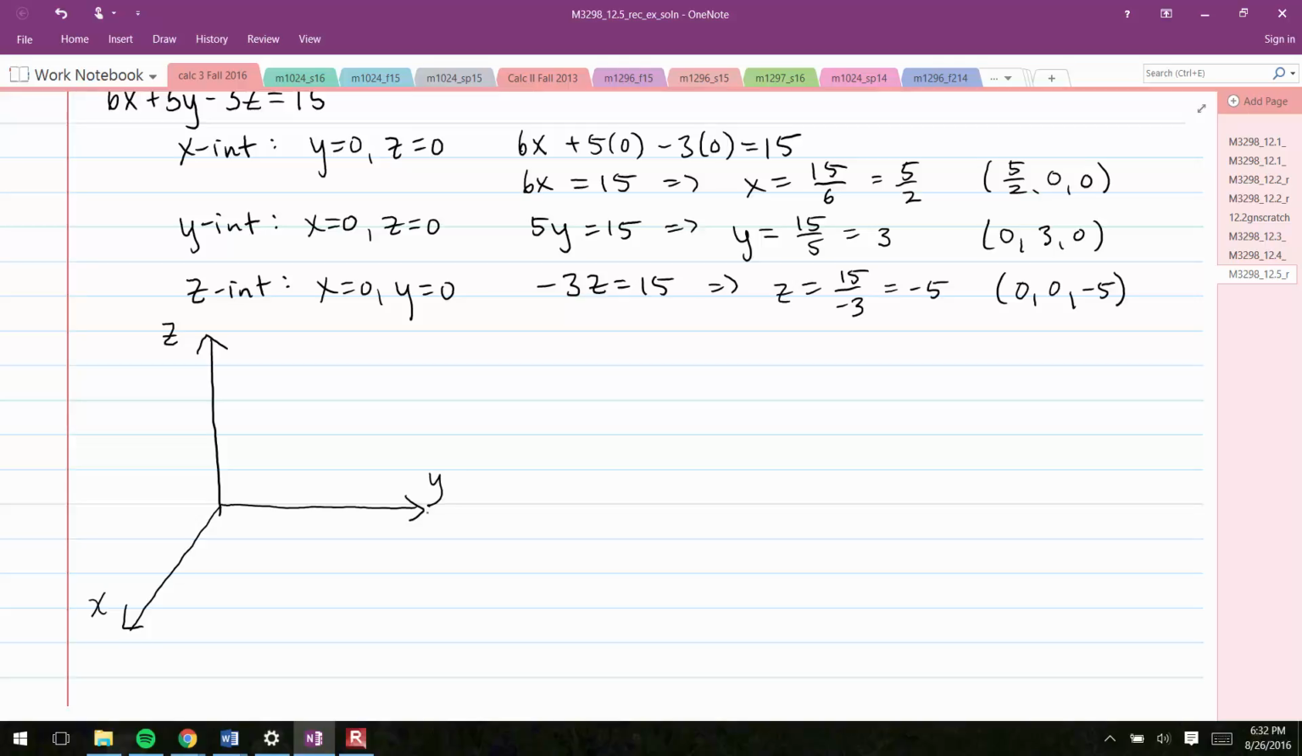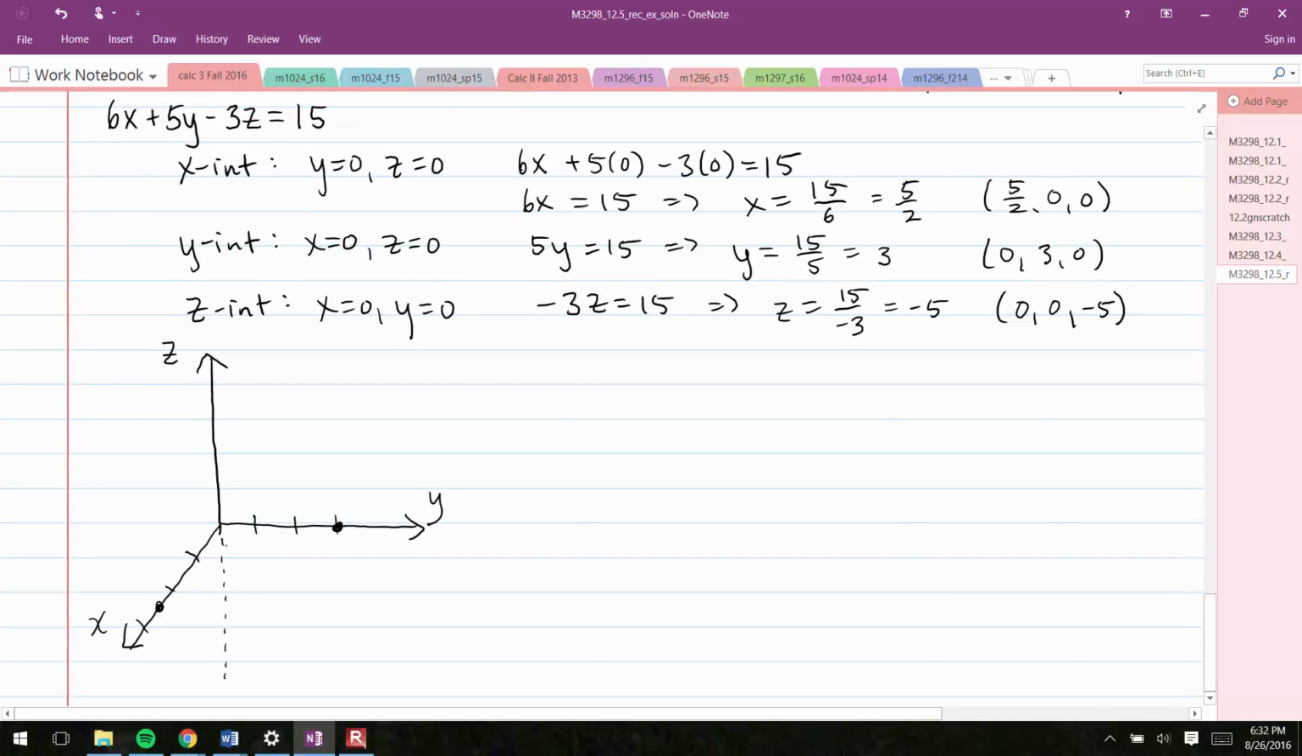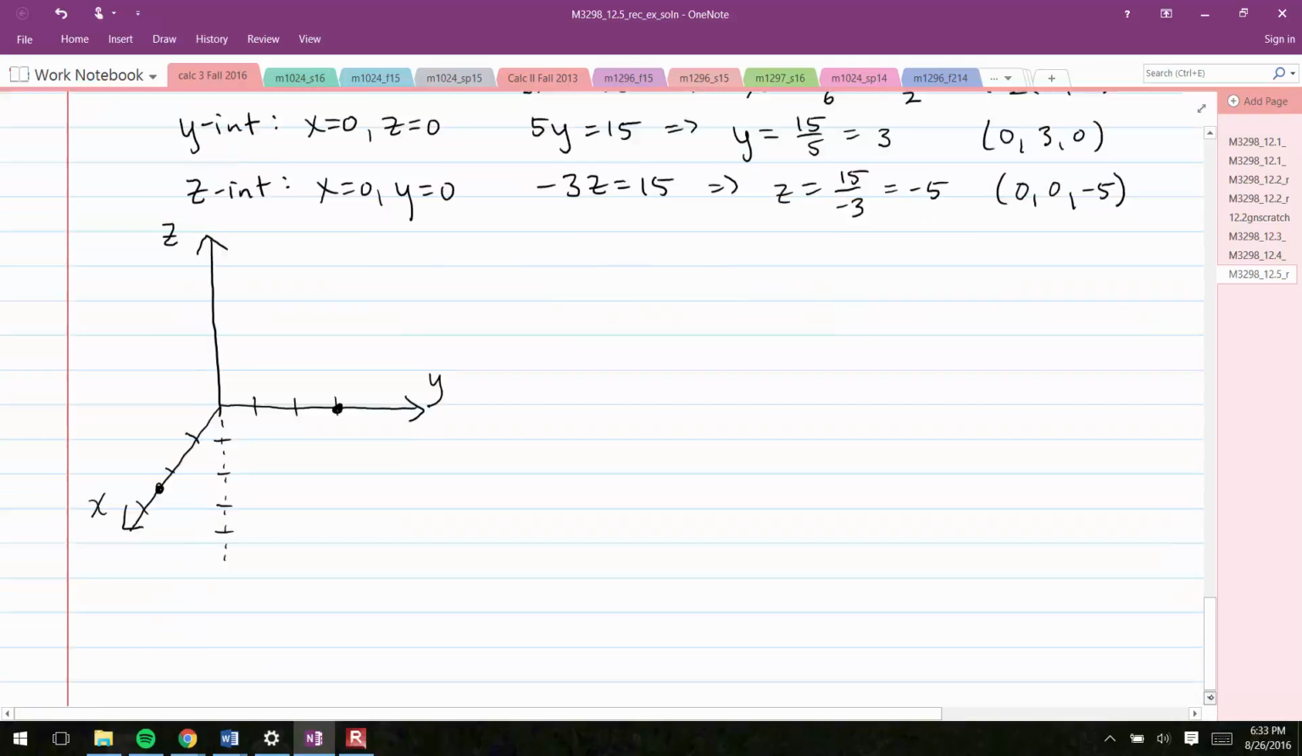So for the x-intercept, again, being careful here, 5 halves is 2.5, so I'll maybe put some marks here to show where 2.5 is about, right there, and that's on the x-axis. On the y-axis, I have the point 0, 3, 0. So 1, 2, 3, put it here. And then I have a negative z-intercept. So I'm just going to kind of do something like that. Get some more room.